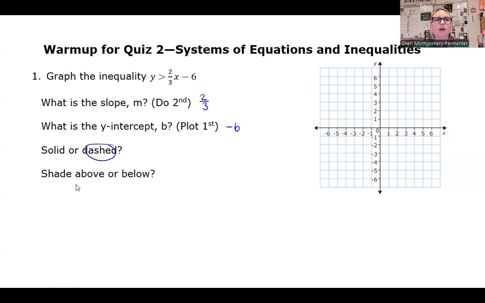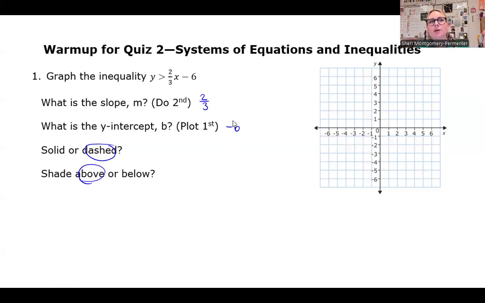Okay, good. And are we going to shade above or below? Above. So we read from left to right. So from left to right, as we read that, we go into the alligator mouth. And so it is a greater than symbol, and greater than goes with above. All right, we got everything we need to know to be able to graph this. And this is also a good review for graphing lines because it's only 1 step different, really, or 2 steps different when we graph an inequality.